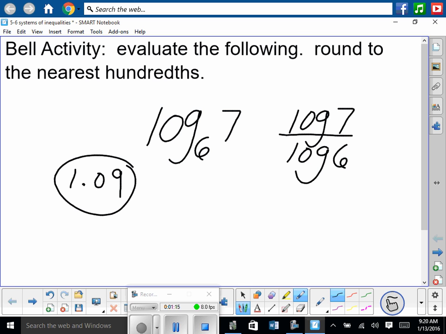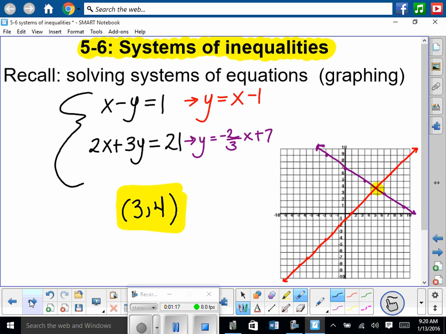All right, let's get going. So hopefully we can have no homework. So today we're doing 5-6. We're going to be solving systems of inequalities. So once again, 5-6, systems of inequalities.